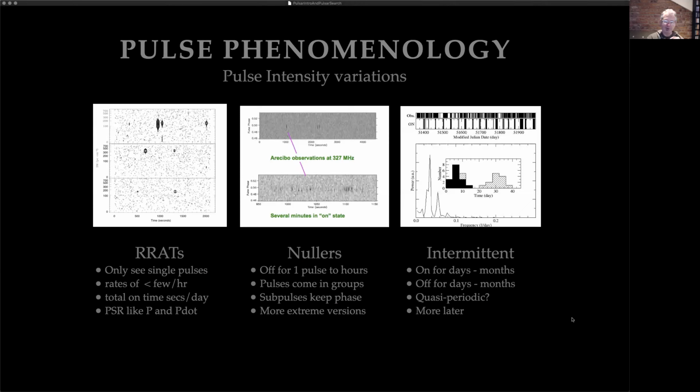And these objects have actually taught us a lot about the emission physics of radio pulsars, because we get an opportunity to look at the source when it's on and see how it spins, but we can also see if it spins any differently when it's off, and it turns out that they do spin differently.